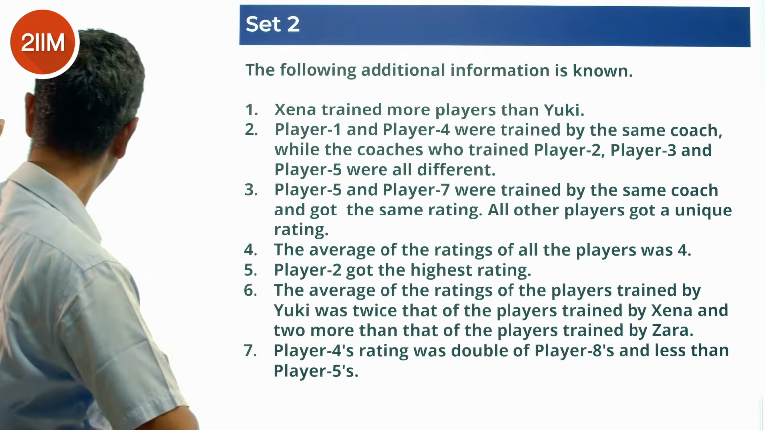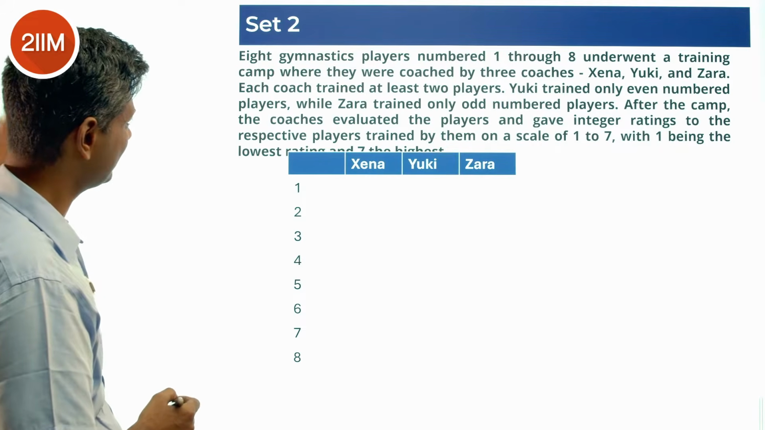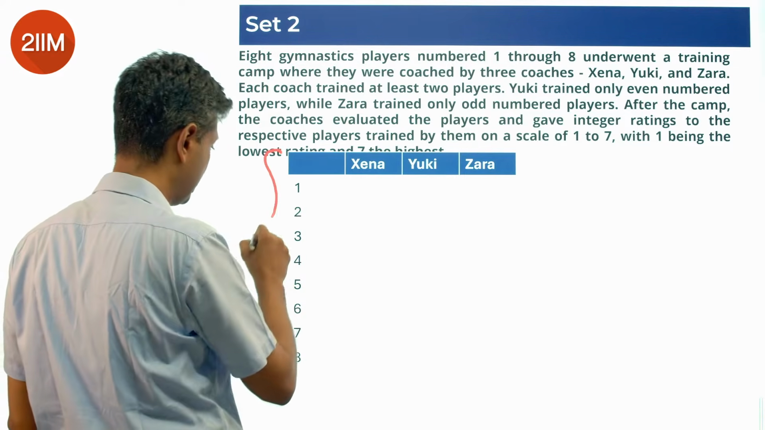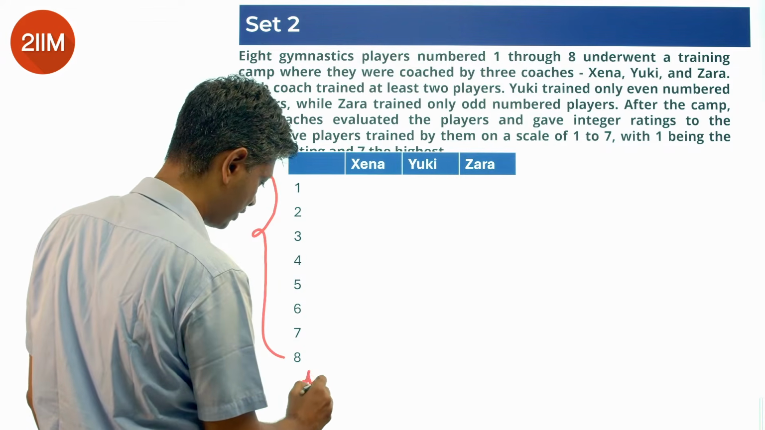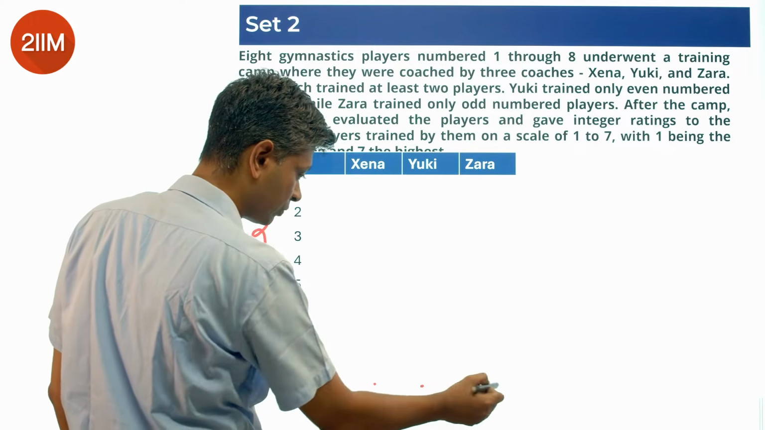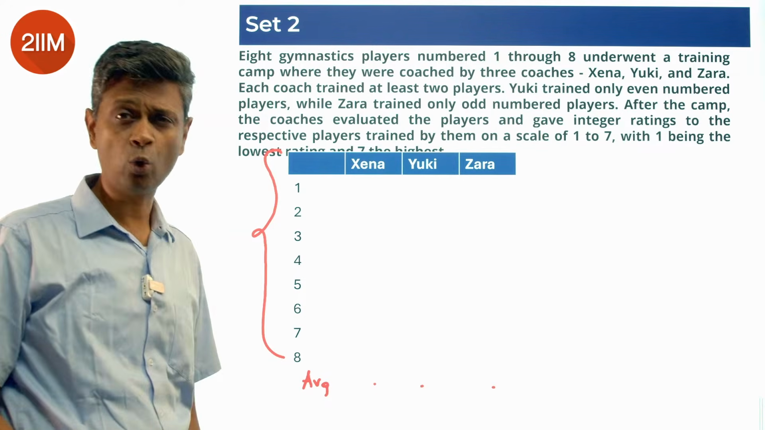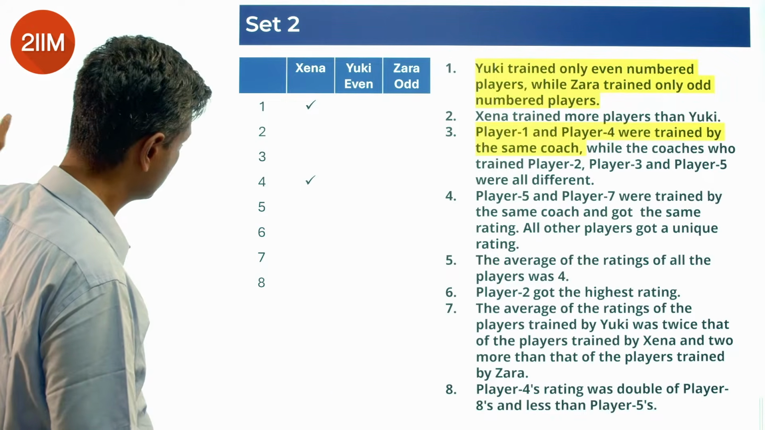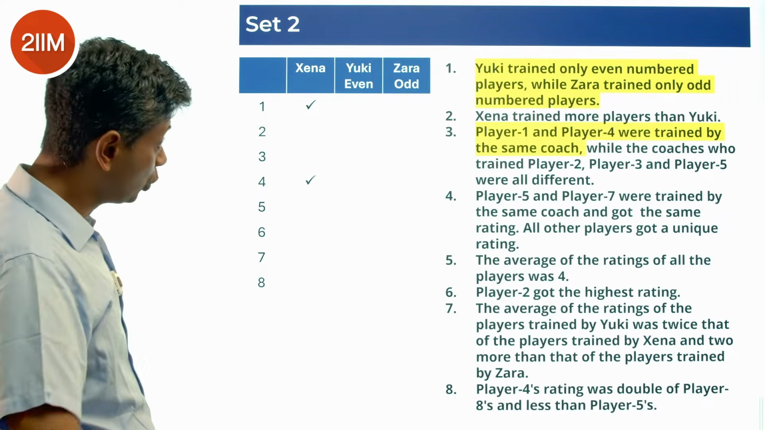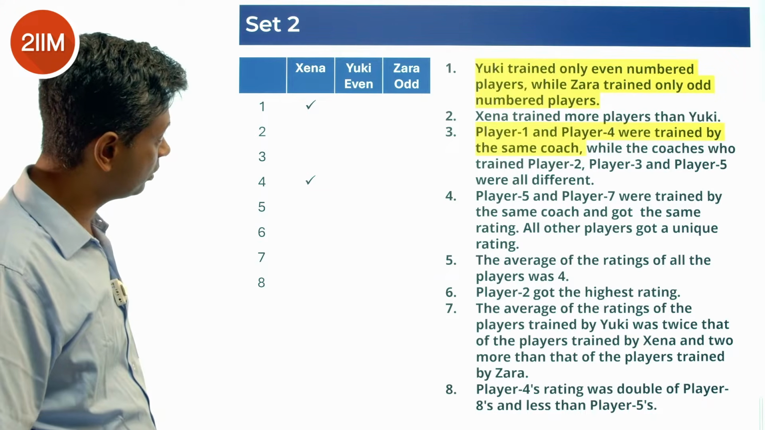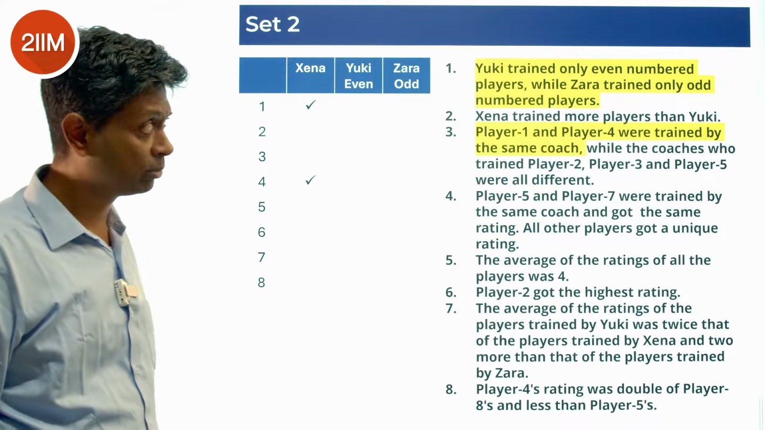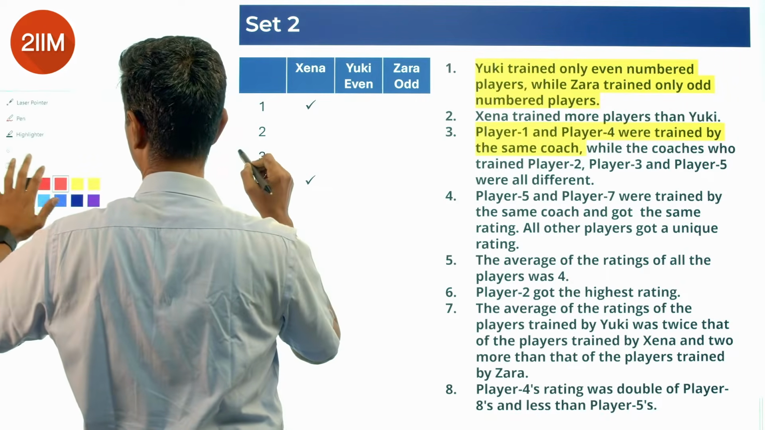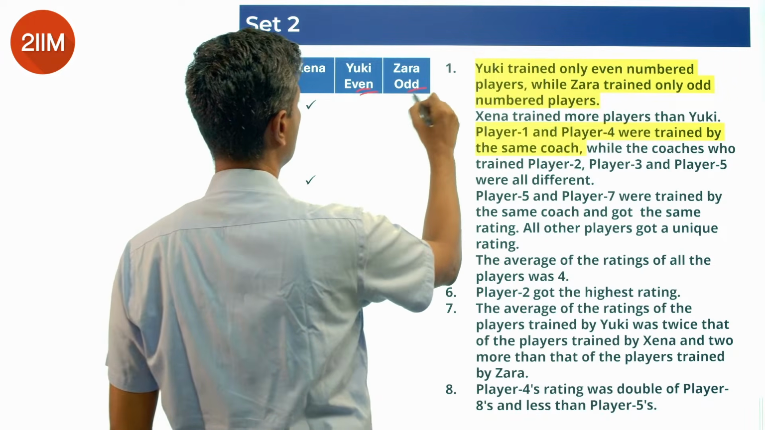So let's go step by step. Our data formatting is like this: X, Y, Z, which coach gets what. This is how we are going to capture the data. We're going to worry about average ratings at some point for X, Y, and Z and overall as well. Yuki trained only even numbered players, while Zara trained only odd numbered players. Yuki even, Zara odd.